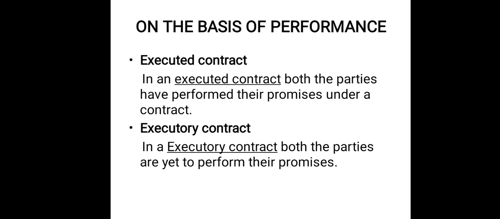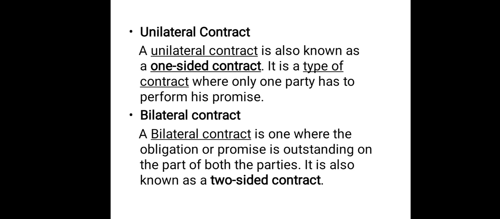Next one is executory contract. In an executory contract, both the parties are yet to perform their promise. For example, you get the product, but the payment will be in future. For example, you take a house loan and pay the EMI monthly, and only when you complete the EMI at the end of the period are you the proper owner of your home. So that is executory.